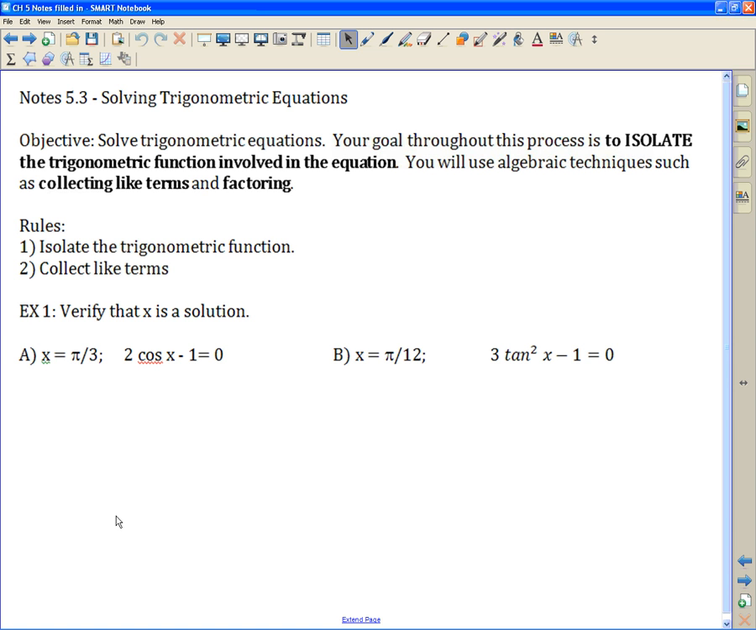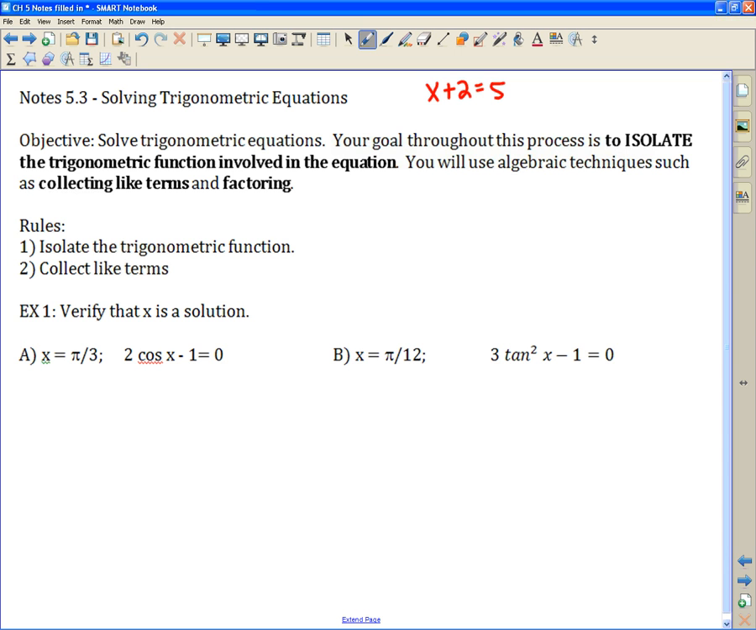Good afternoon, class. Welcome to Notes 5.3, Solving Trigonometric Equations. Now, I want to remind you that you have been solving equations all of your life. You have been solving things that start like x plus 2 equals 5 and isolating x. Today, your goal is going to be to isolate the trigonometric function involved in the equation. You will use algebraic techniques such as collecting like terms and factoring in order to solve these.